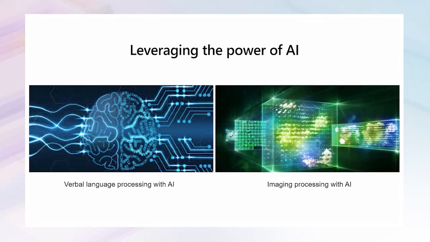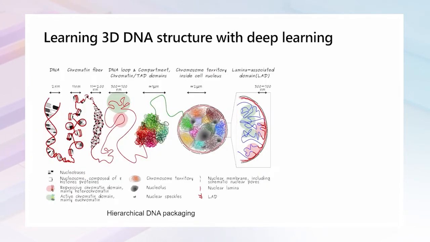Luckily, we now have a powerful helper, artificial intelligence. Artificial intelligence has been doing an excellent job on interpreting human verbal and visual languages. It should possess the ability to interpret DNA language as well. Well, many researchers also believe in the idea and have been making great progress towards this direction.